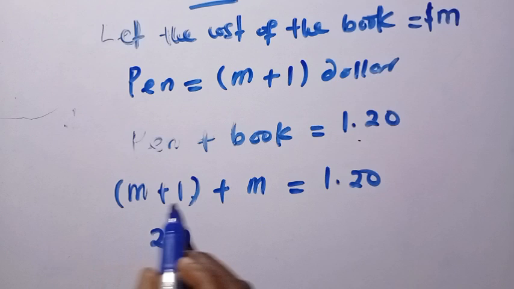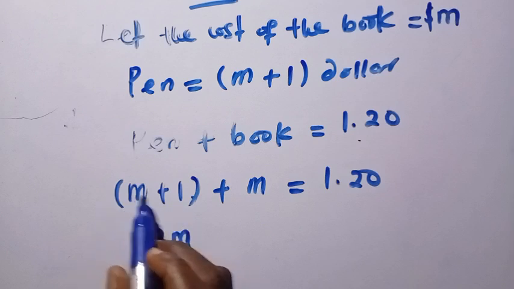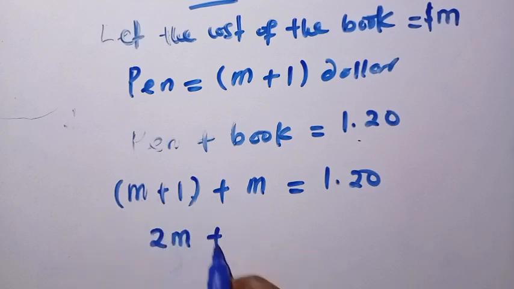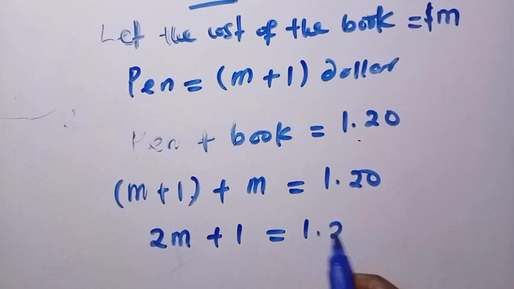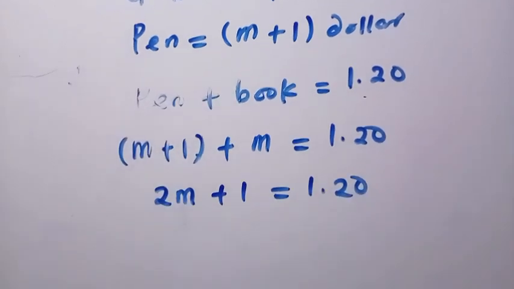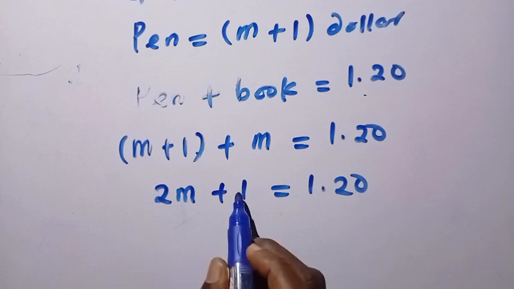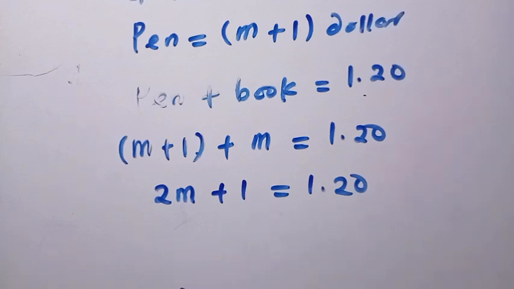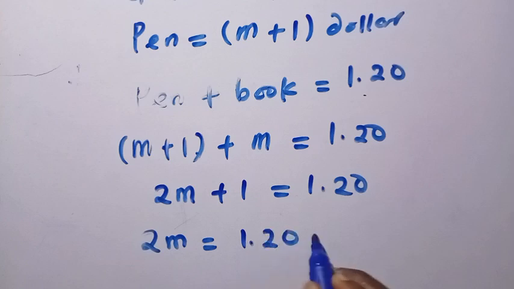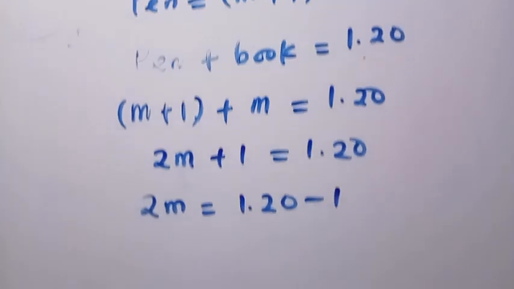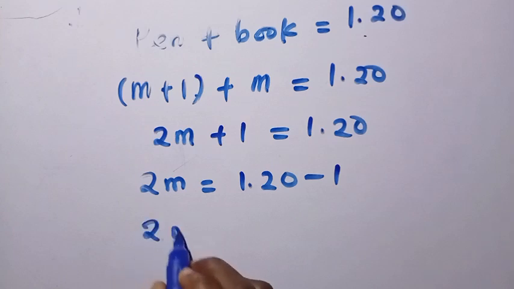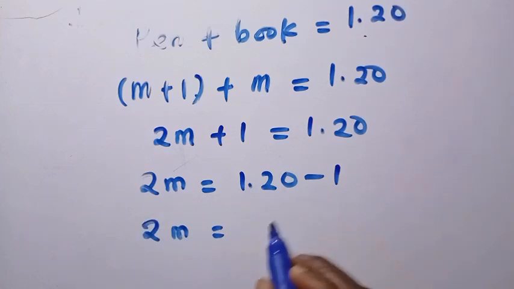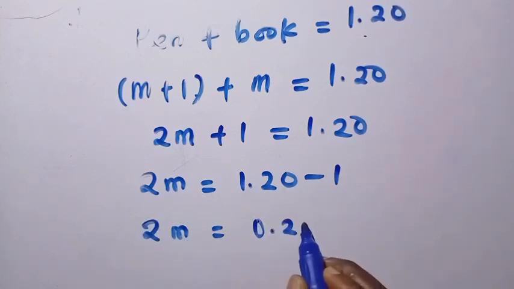So we open the bracket and add M plus M together, then plus 1 equals 1.20. To get the value of M, we subtract 1 from both sides. So here we have 2M equals 1.20 minus 1, and that gives us 0.20.